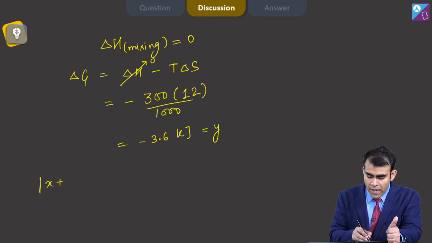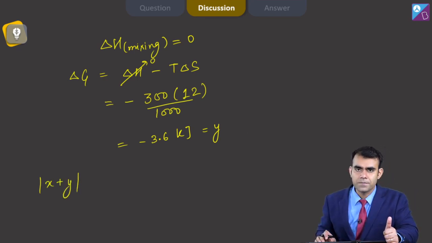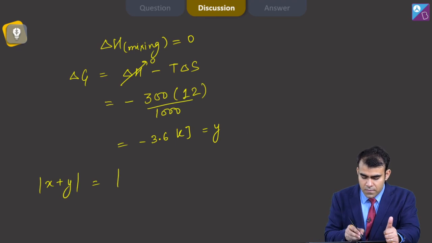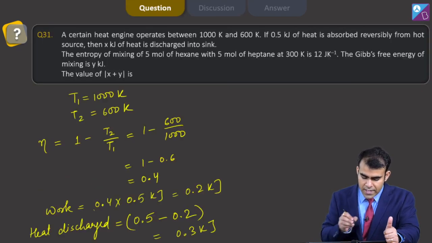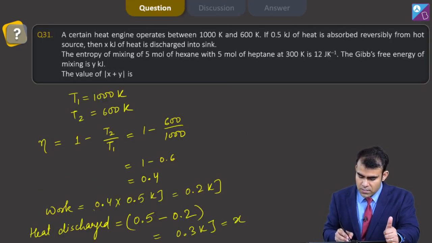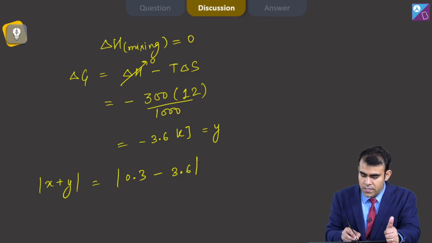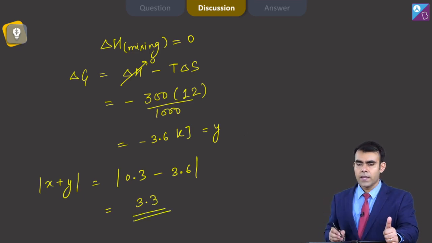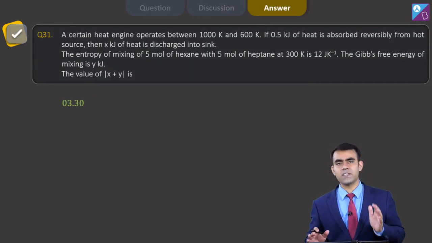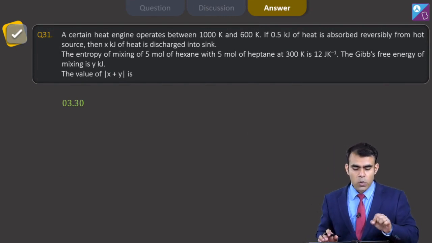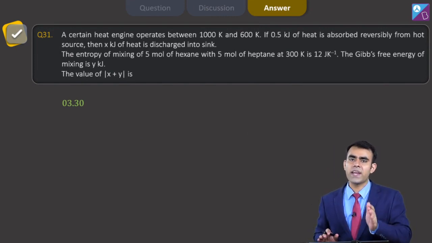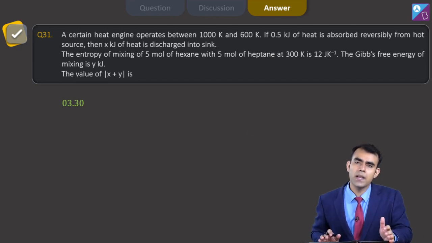The question asks for the value of modulus of X plus Y. My X is 0.3 and Y is minus 3.6, and if I do the calculation, I will get 3.3. So the answer of this question is 03.30, because we have to write the answer up to 2 decimal places.